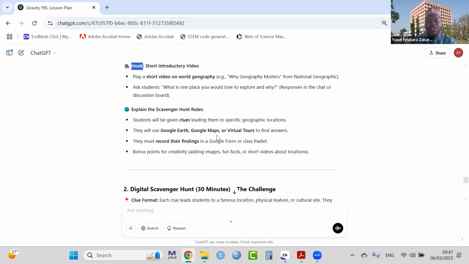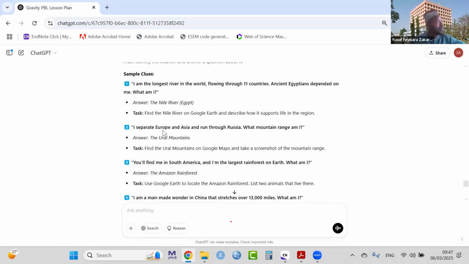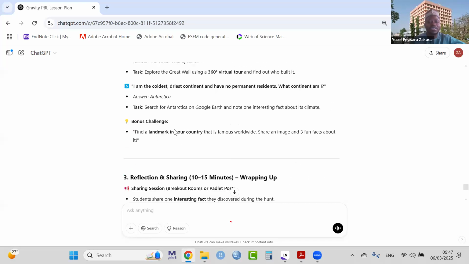They will use Google Earth, Google Map, or virtual tour to find answers. They must record their findings in a Google form or class Padlet. Bonus point for creativity, adding images, fun fact. This is a game. Then we have the challenge here, some things in here, some sample clues. At your time, review these things and try to study them.